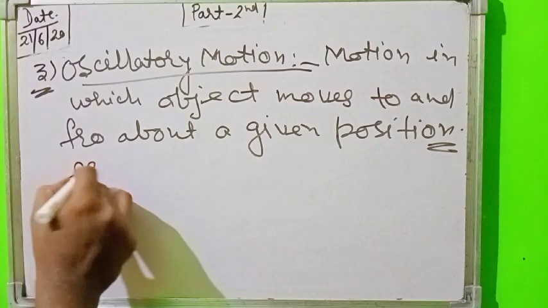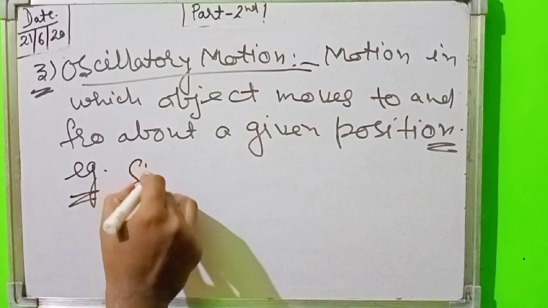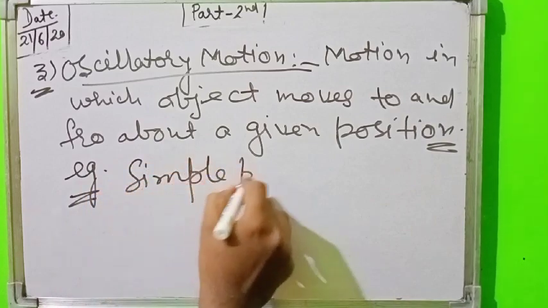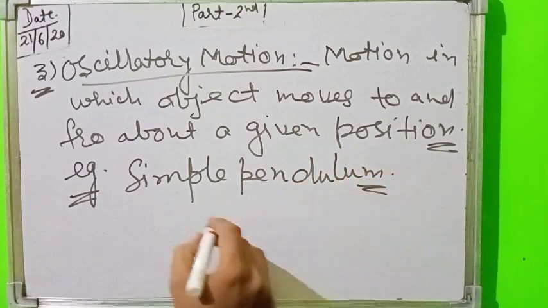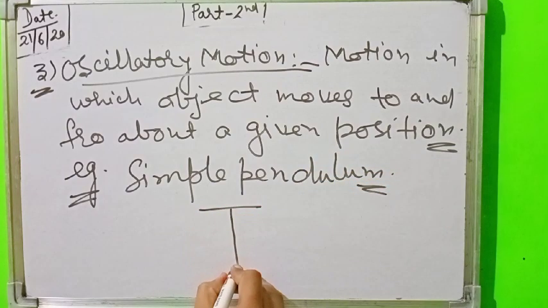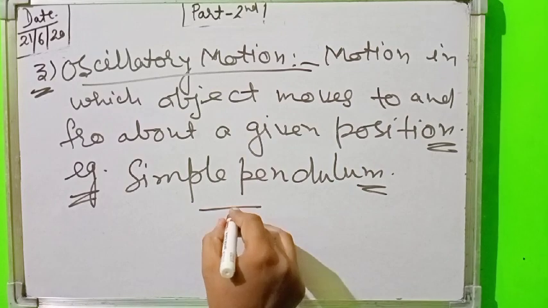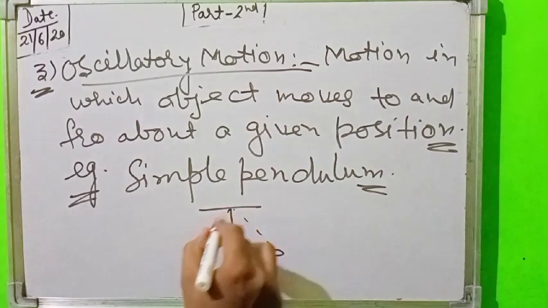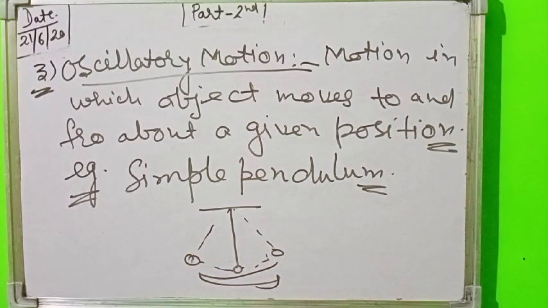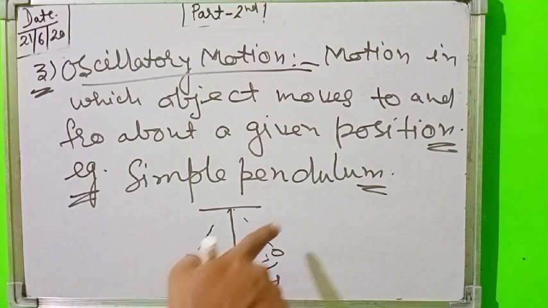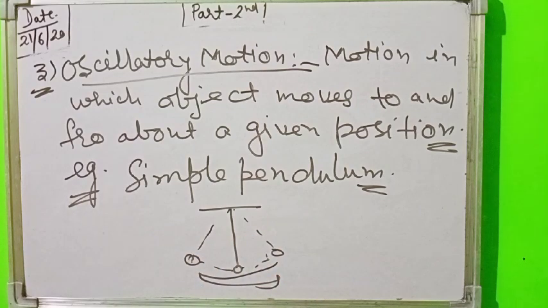An example is the simple pendulum. This is the bob and thread. You have already studied these things. This to and fro motion is the motion of the simple pendulum. And in this motion, extreme position, mean position, extreme position, mean position, just like that. This motion is called oscillatory motion.